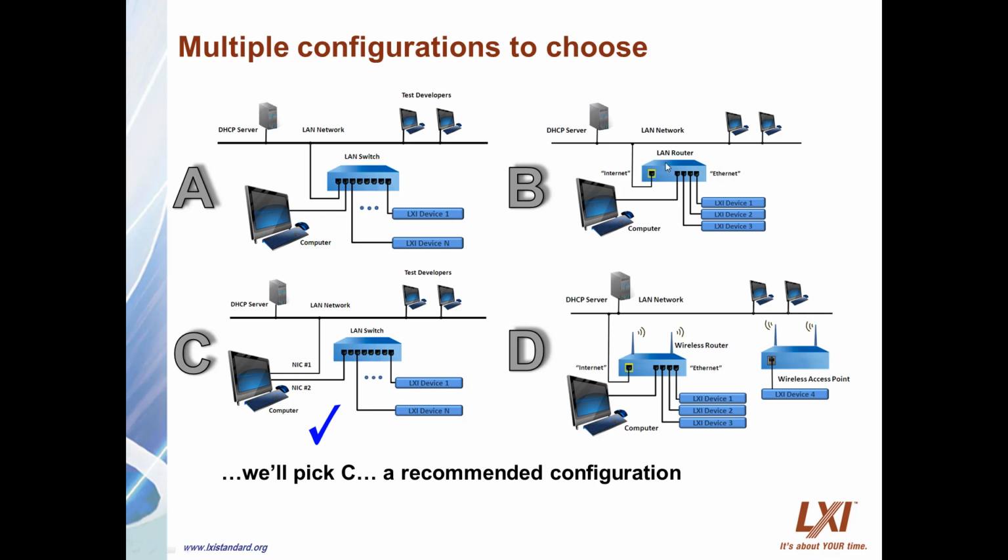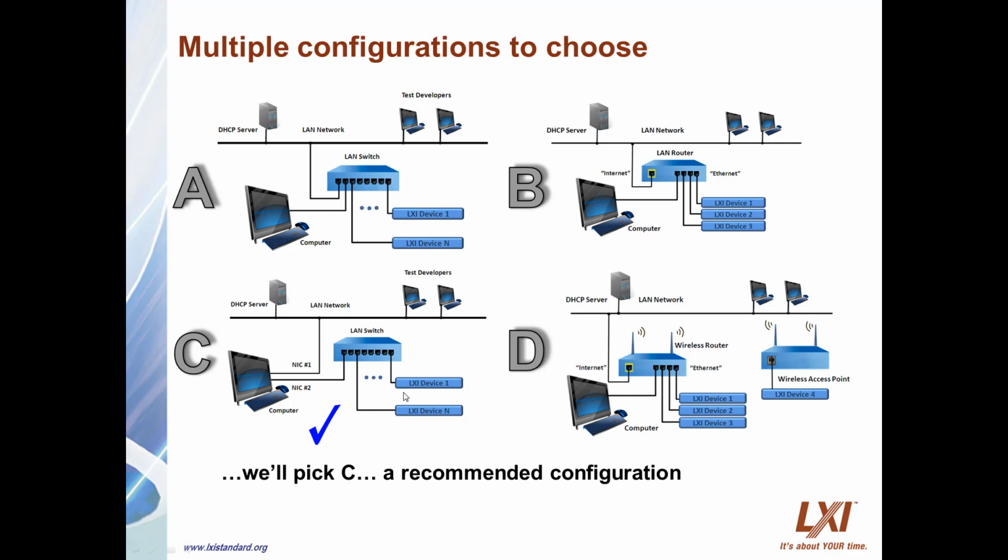Configuration B is quite a bit better. You have a LAN router which creates a firewall between the company LAN and the devices behind the firewall in this private subnet. Computer has easy access to these devices, but the computer also has easy access to the company LAN. And an extension of B is simply configuration D, where we add a wireless router which gives us access to remote devices that might be in line of sight.